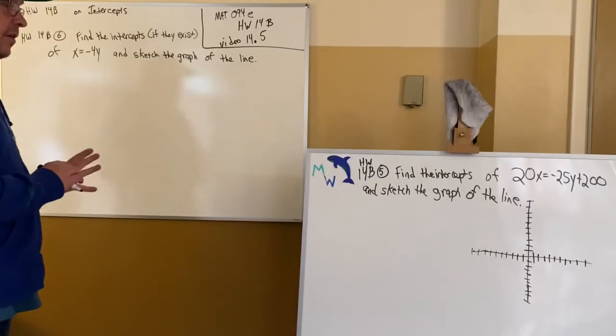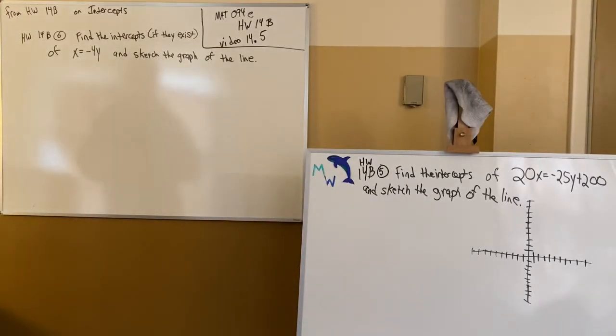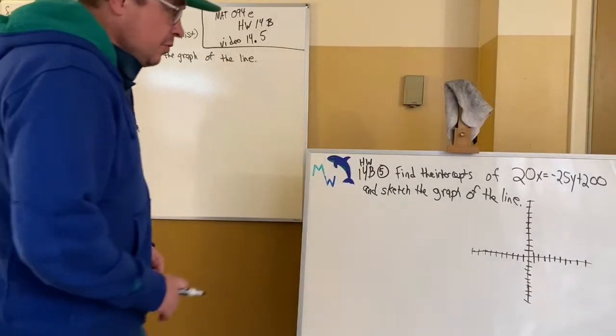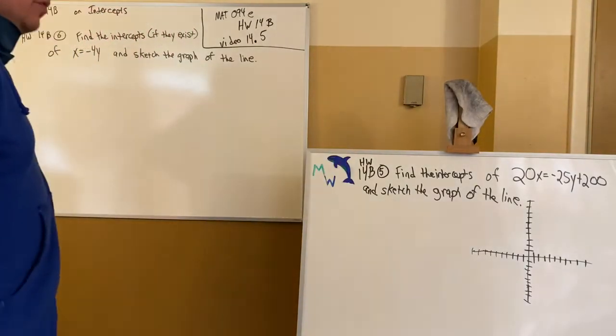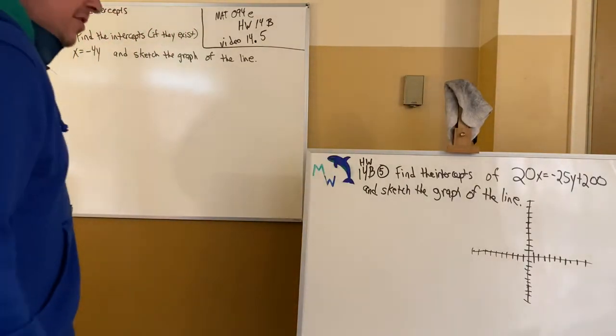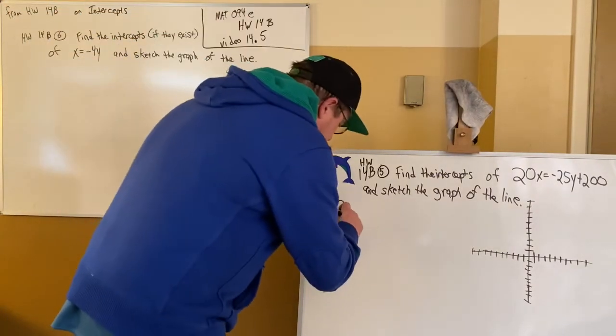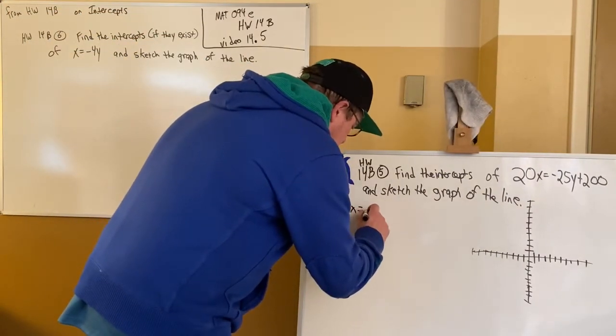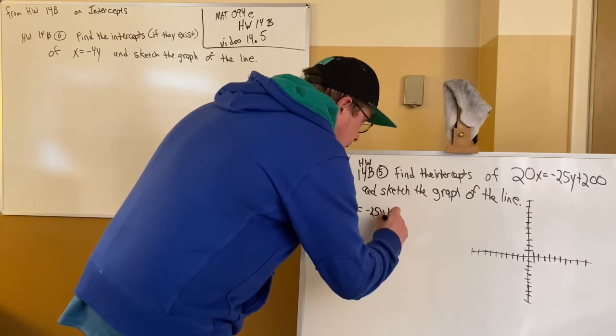So we're going to look here at two graphing situations where in both cases they ask you to find the intercepts and then to attempt to graph the line. And we'll watch how it goes as these unfold. Here's the first one. It's got those big numbers. 20x equals negative 25y plus 200.